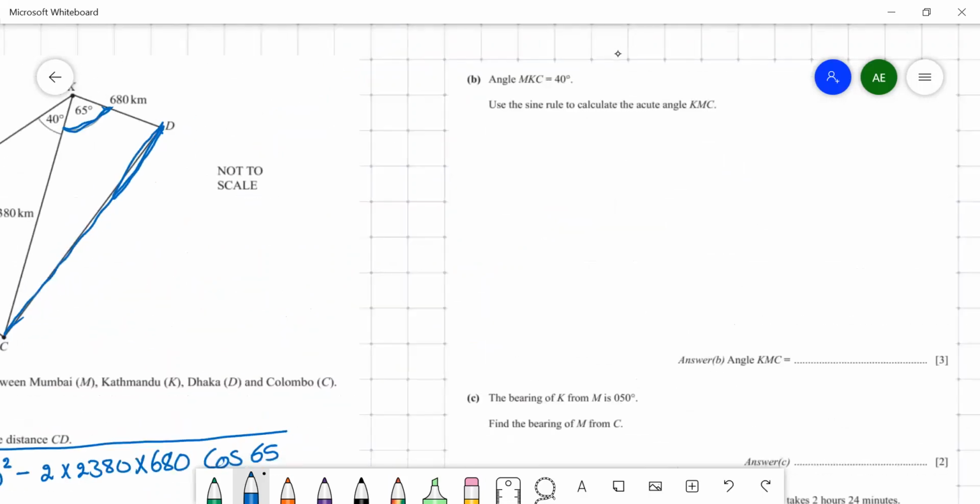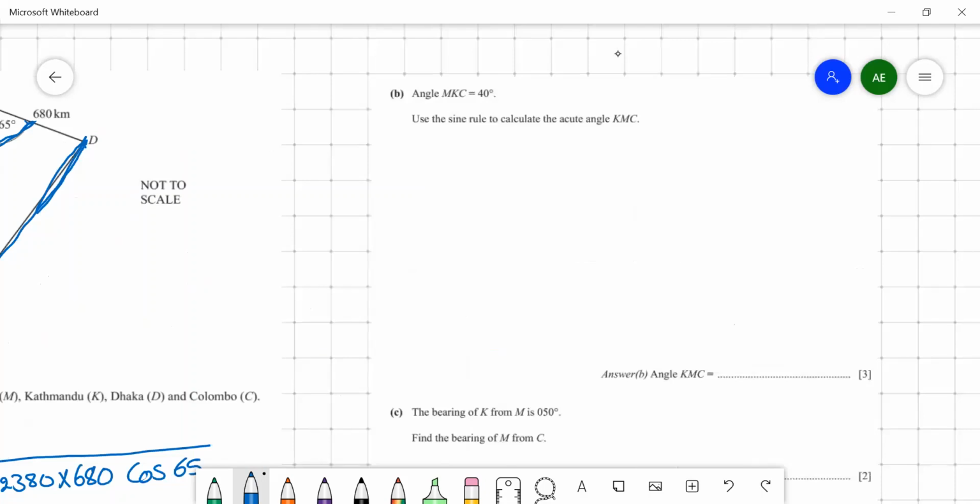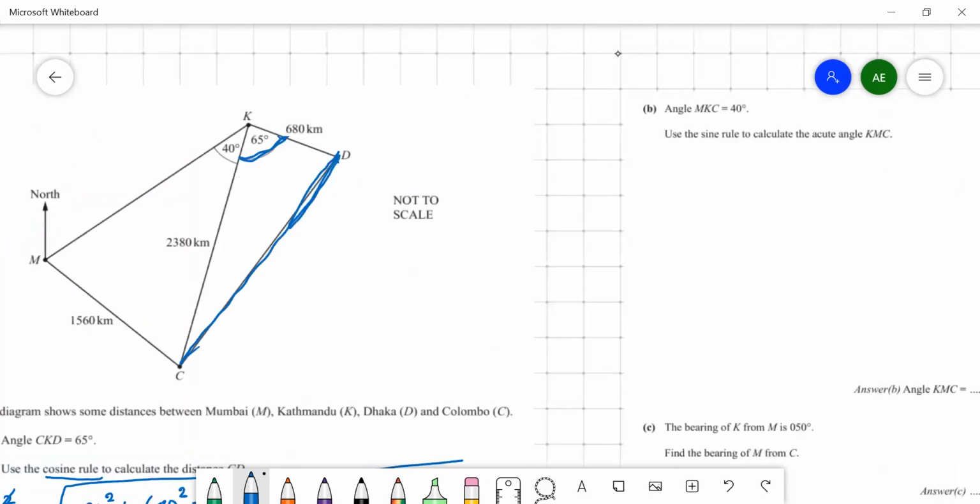If angle MKC equals 40, okay, here it is, you can see it. Use the sine rule to calculate the acute angle KMC. Now I have two angles. One is given, 40, and one is missing. I have the opposite sides of each angle, so I can use the sine rule.